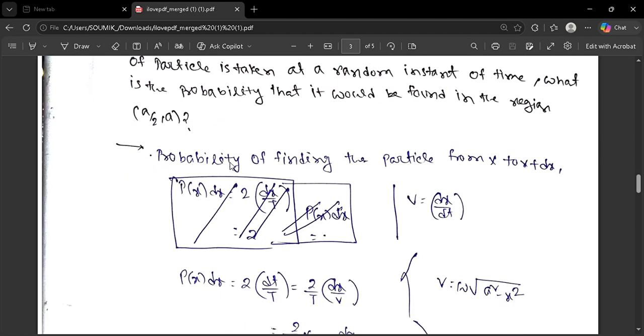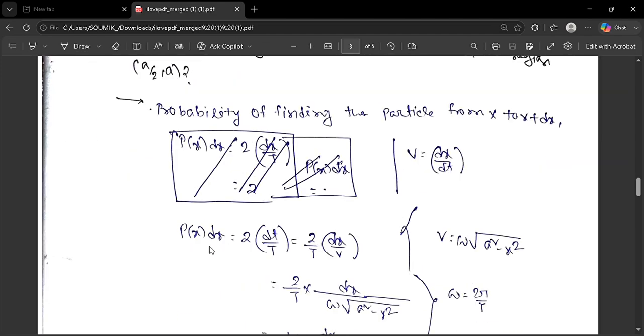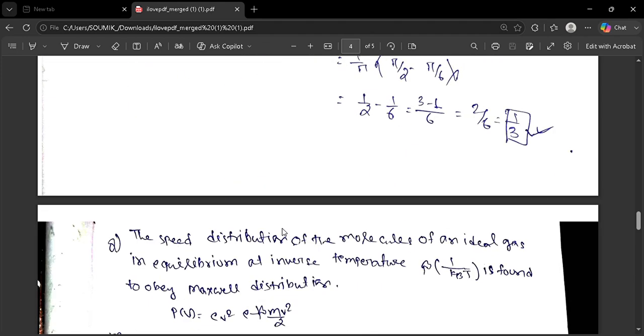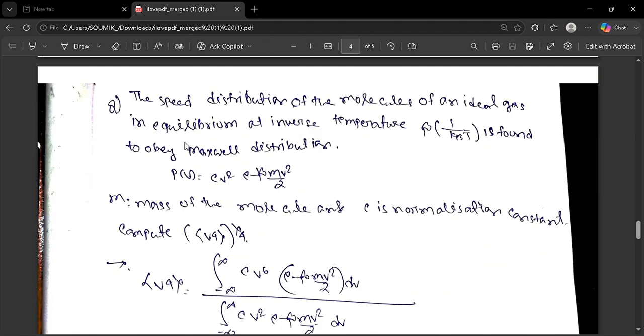Okay, and we need to find out the P(x) dx, the probability of finding the particle from x to x plus dx, that is P(x) dx equals small dt by capital T. Capital T is the time period. Okay, then another question.